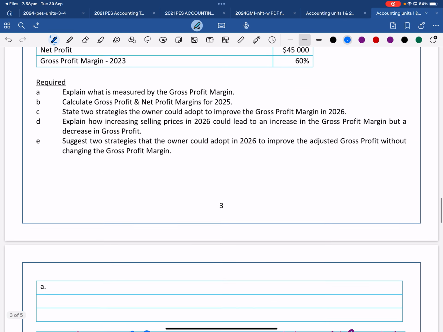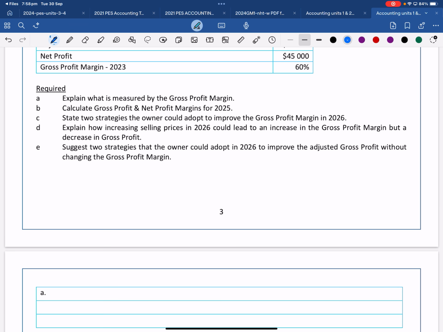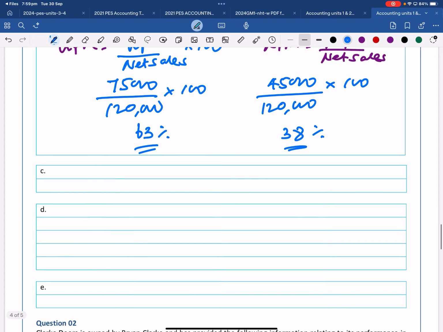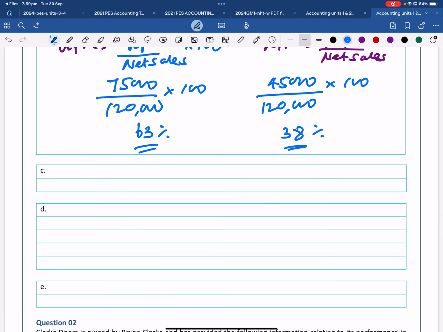Okay, part C, guys. Suggest 2 strategies the owner could adopt to improve gross profit margin. What do you say? Decrease cost of sales. Increase selling price. Decrease other buying expenses. Very good. There are only 3 methods, but they're asking only 2. We'll write them.